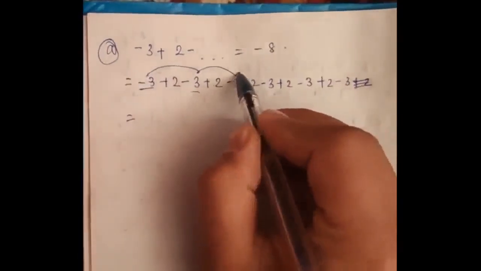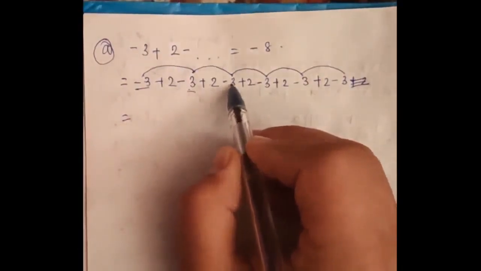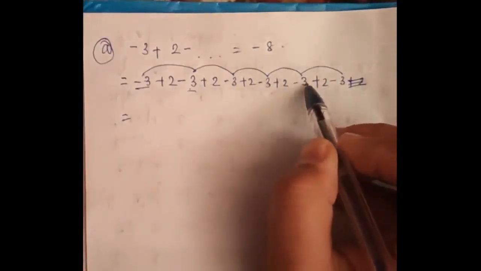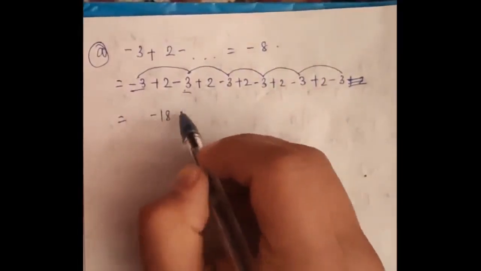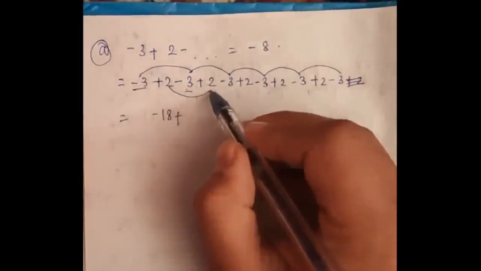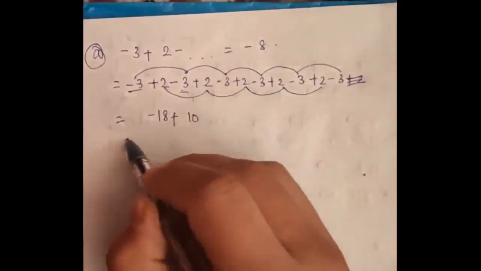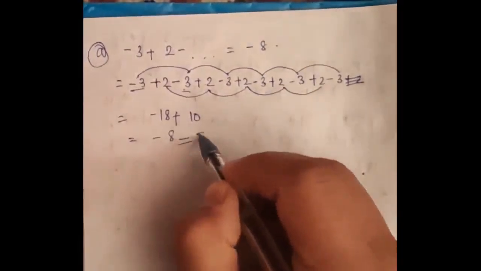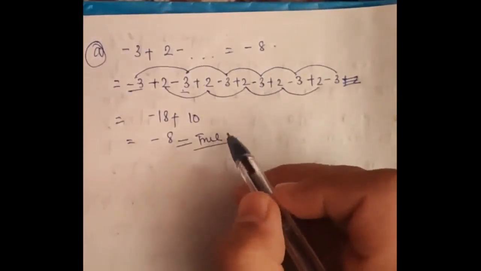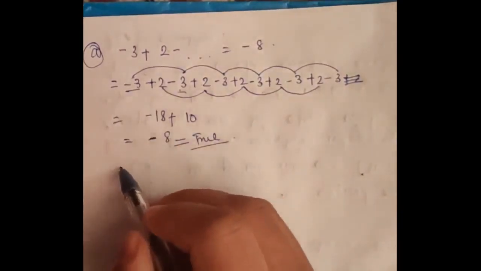What we'll get? Minus 3 minus 3 is minus 6, minus 6 minus 3 is minus 9, minus 9 minus 3 is minus 12, minus 12 minus 3 is minus 15, minus 18, and the sign is minus because there is no positive integer in between. Now 2 plus 2 is 4, 4 plus 2 is 6, 6 plus 2 is 8, 8 plus 2 is 10. It is minus 8, which is true. Yes, the monkey is moving down steps, right? Because a negative integer is here.